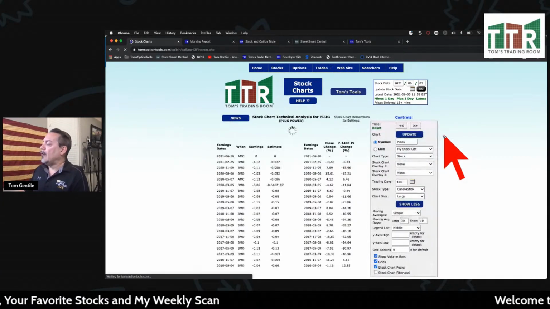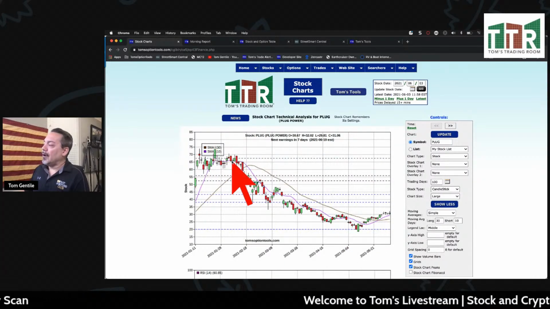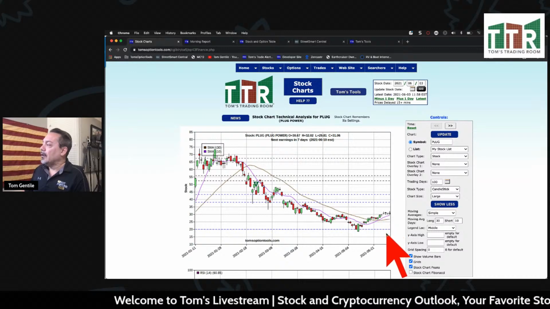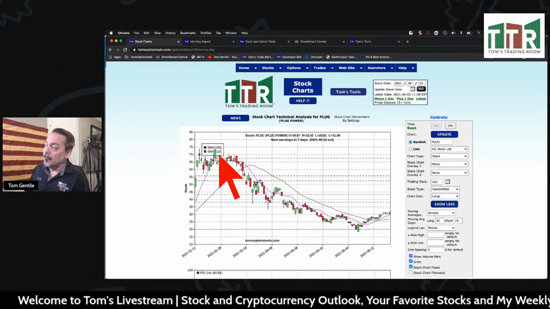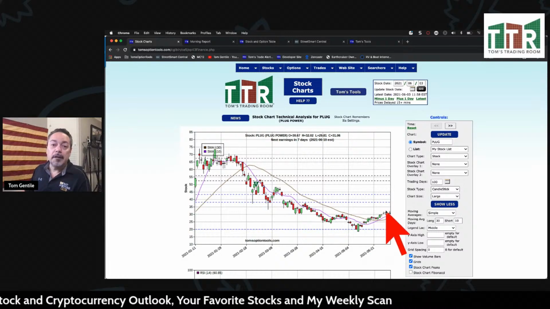So I bring up Plug Power, which has been a $70 stock at the beginning of the year, came all the way down to 20, and is starting to get a little bit of a rebound. This is actually good because you've got a high and a low. So let's see where the resistance could be on Plug Power.